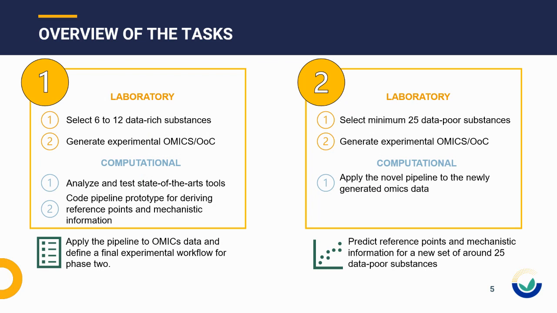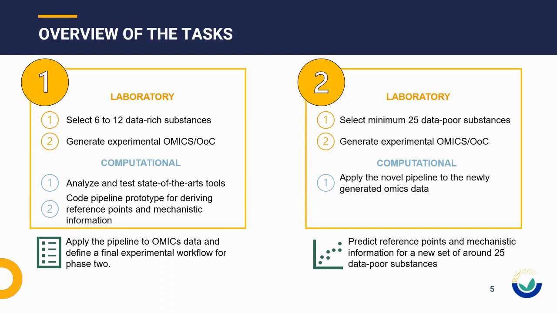Phase 1 consists of a laboratory and a computational part. On the laboratory part, the applicant will need to select 6 to 12 data-rich substances and generate experimental omics organ-on-chip data. The computational part will consist of analyzing and testing state-of-the-art tools and coding a pipeline prototype for deriving reference points and mechanistic information. This pipeline will be applied to omics data in order to define a final experimental workflow for Phase 2.